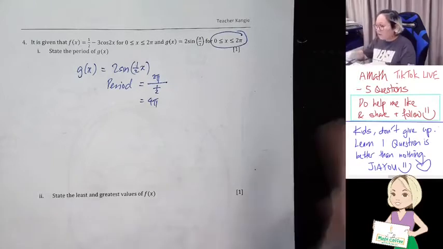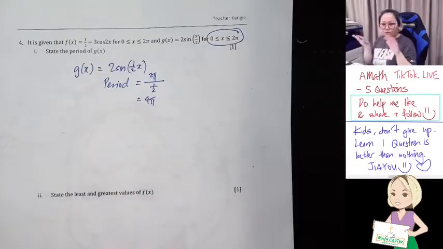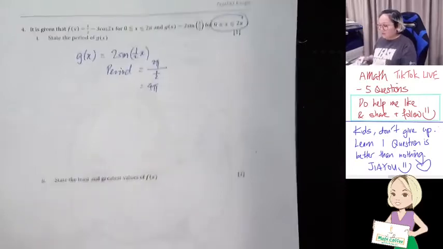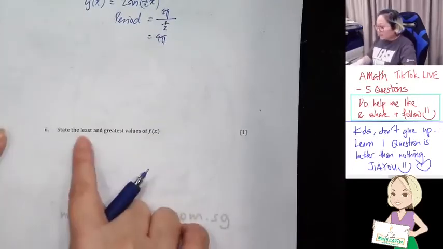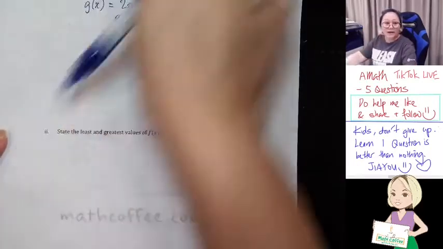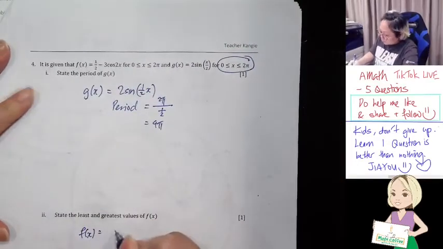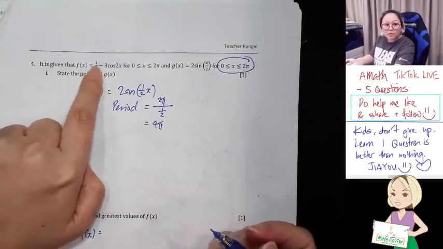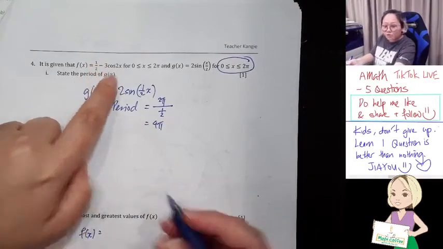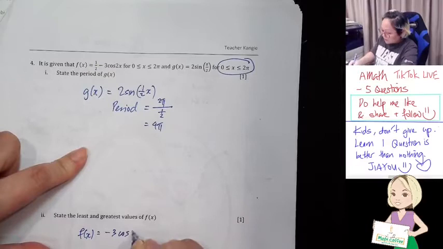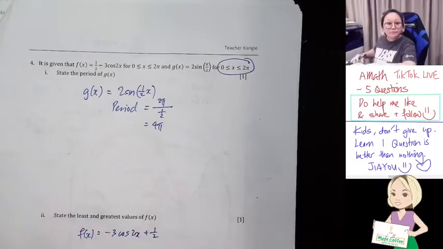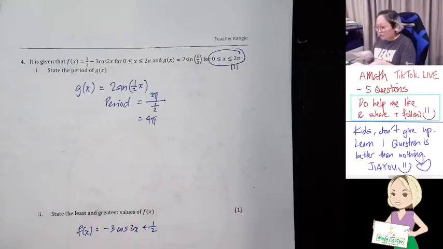Anyway, this question only asks for the period, so we don't have to do so much. So this is 1 mark. Next, they ask for the least and the greatest value of fx. Let's take a look at my fx. Usually I like to rewrite it. I will write the minus 3 cosine 2x, then plus half. Actually, I just shift only. I never change any value. I just put the minus 3 cosine 2x in front and the half behind.